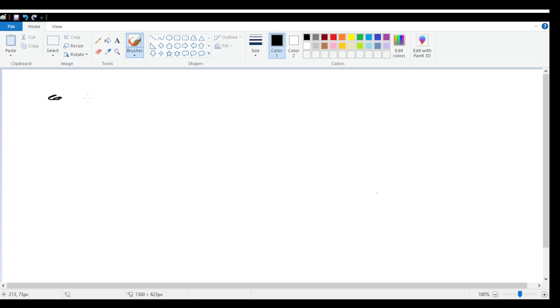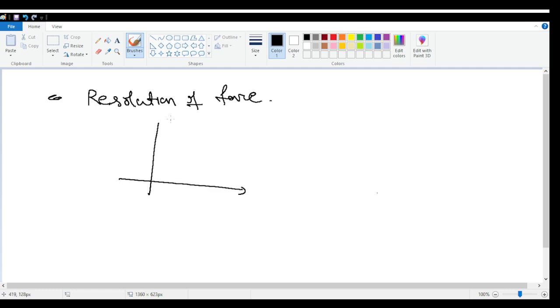Today our goal is to learn about the resolution of a force. It is nothing but vector resolution only, because a force is also a vector. So, we are just resolving a force into two components.